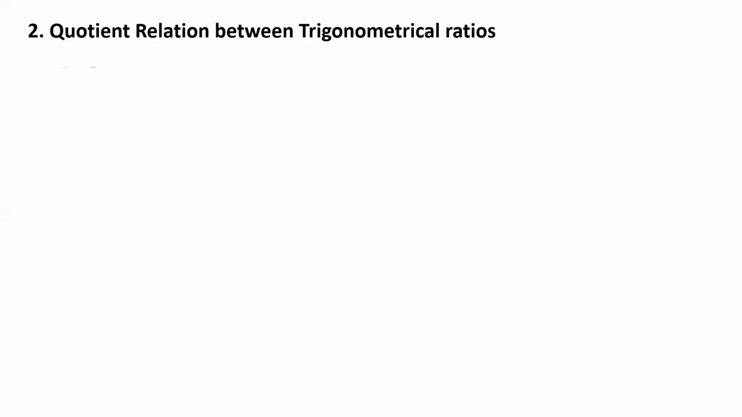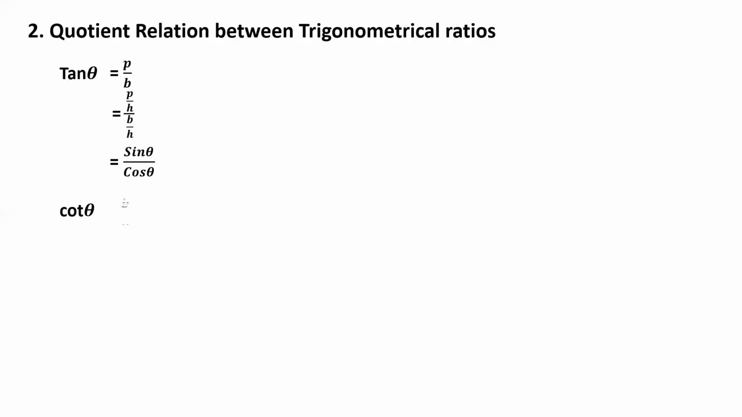So what are the quotient relations? If I just take tan theta, you know that tan theta is p by b. So if I divide both p and b by h, like this, p by h by b by h, then what will I get? P by h means sine theta and b by h means cos theta. So remember, tan theta is equal to sine theta by cos theta.